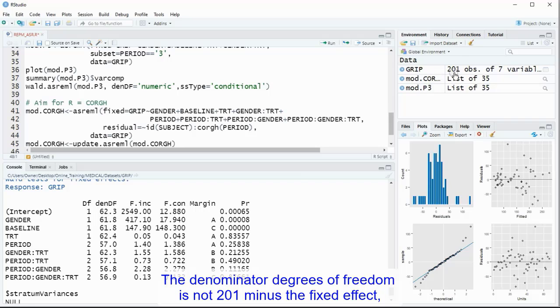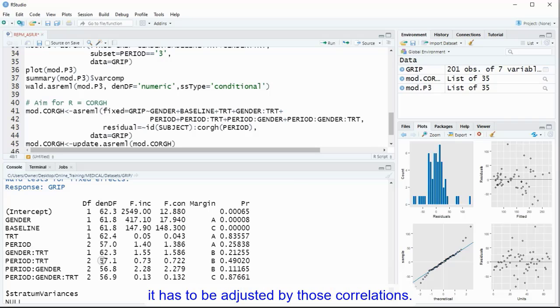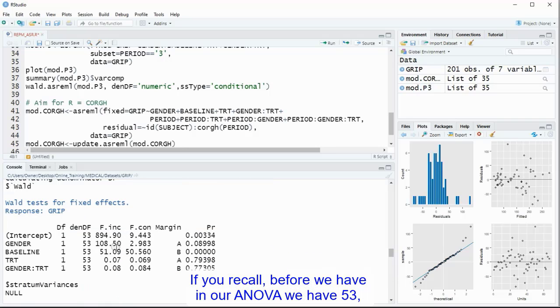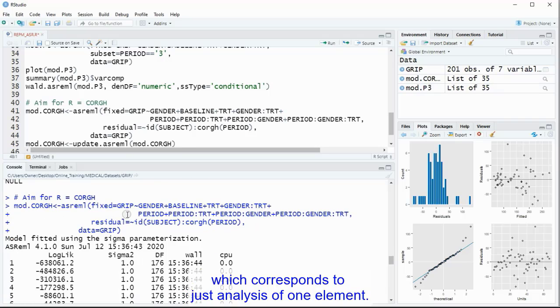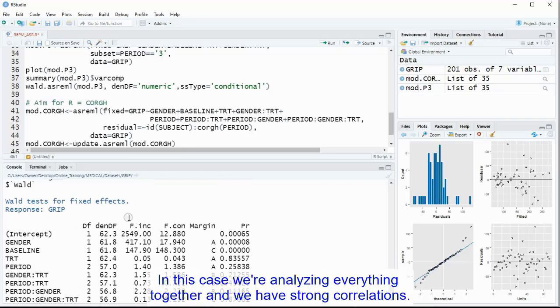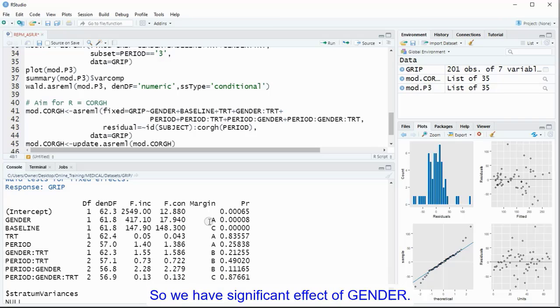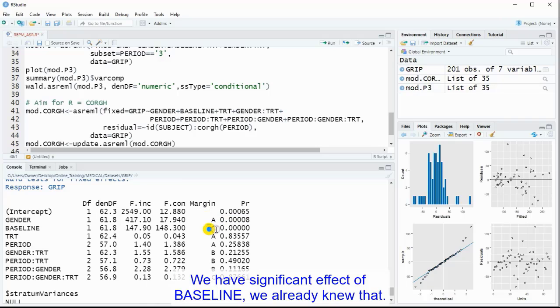The denominator degrees of freedom is not 201 minus the fixed effect. It has to be adjusted by those correlations. If you recall, before in our ANOVA, we had 53, which corresponds to just analysis of one element. In this case, we're analyzing everything together and we have strong correlations. So we have significant effect of gender, we have significant effect of baseline, we already knew that.